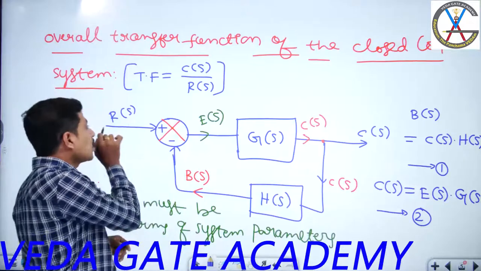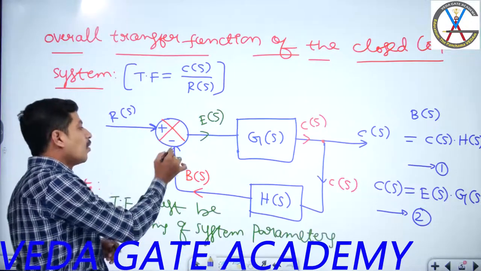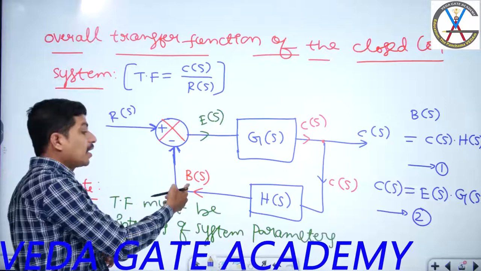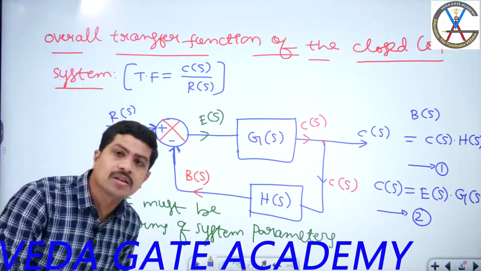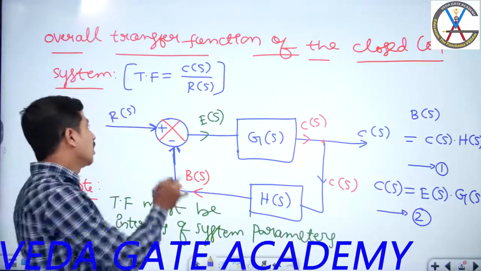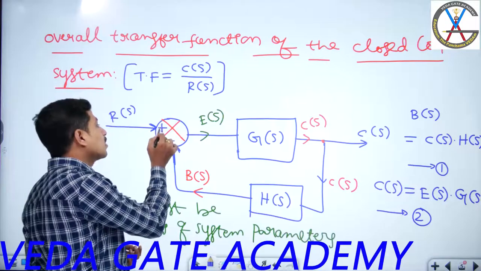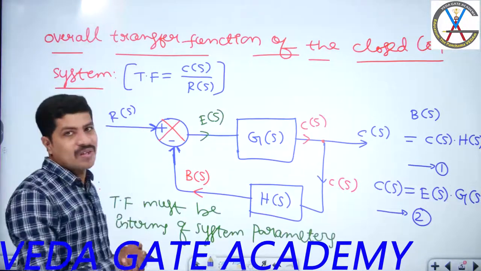Now tell me, what is the incoming? R of S is one incoming. What is another incoming? Another incoming is B of S. Now R of S is having a plus sign. R of S into plus 1 is how much? R of S.